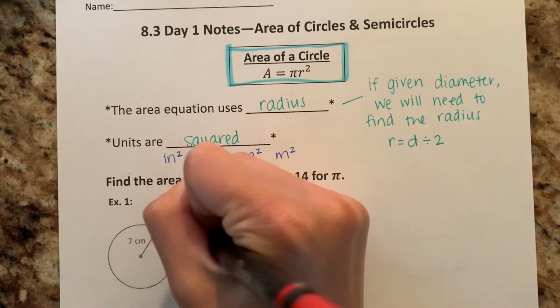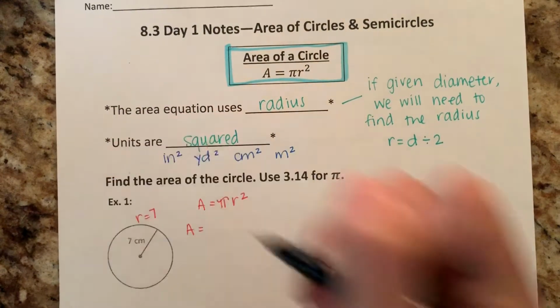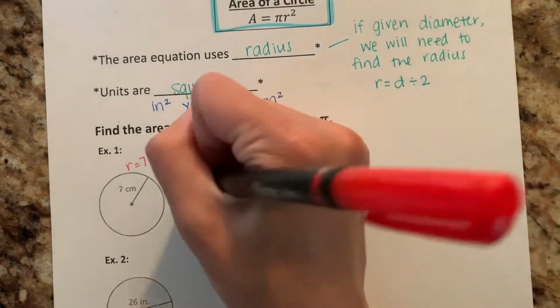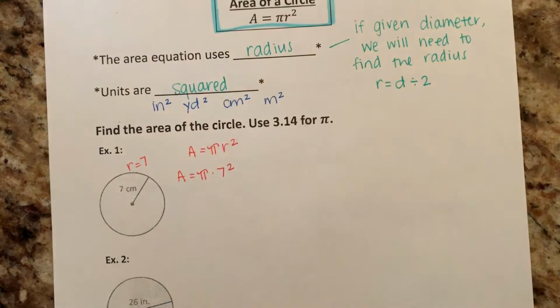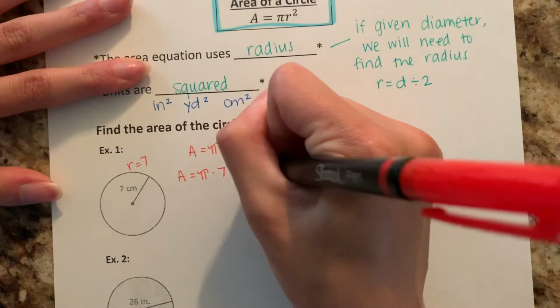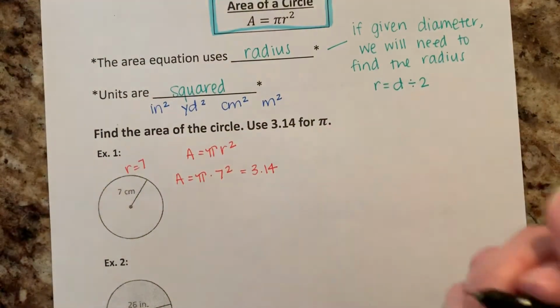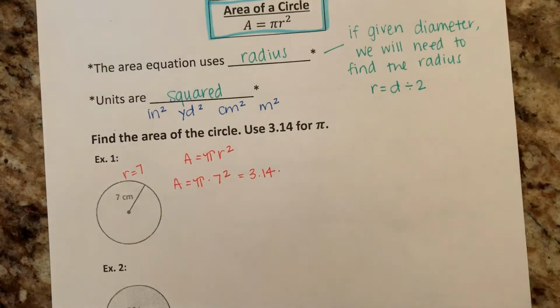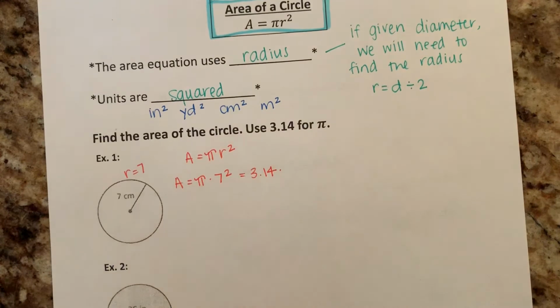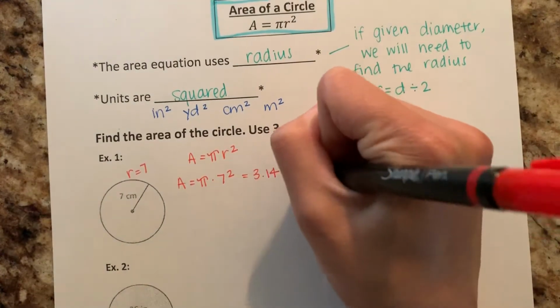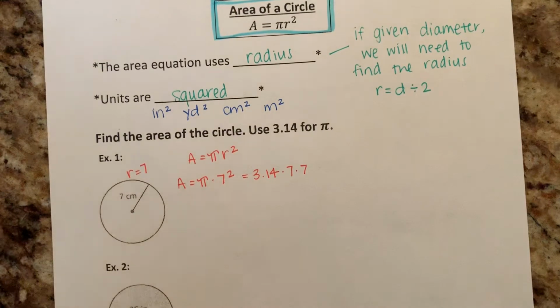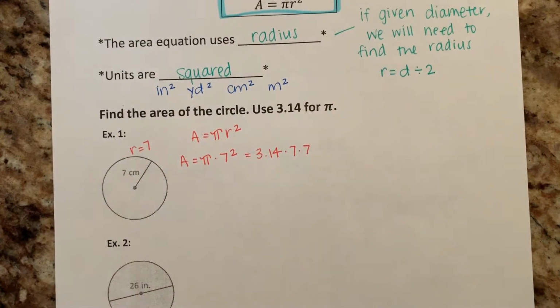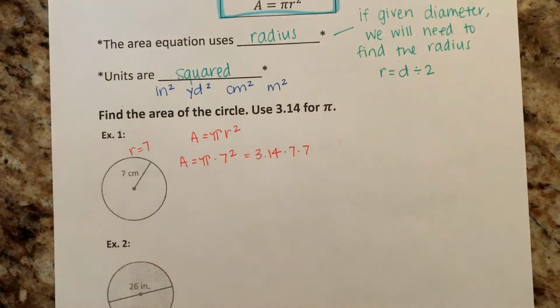So our area is going to be, we have our radius is 7. So our area is going to be pi times 7 squared. But remember, we're using 3.14 for pi. So that's going to be 3.14 times, now 7 squared or any type of exponent tells us how many times we multiply that number by itself. So times 7 times 7. Squared means we multiply 7 by itself twice. So we can go ahead and type that into our calculator. 3.14 times 7 times 7.